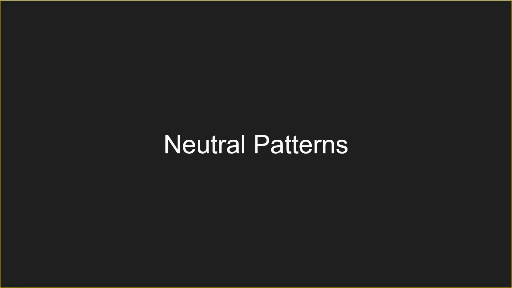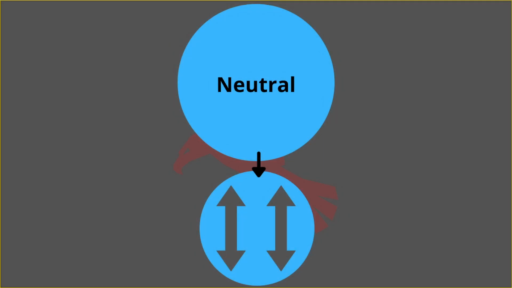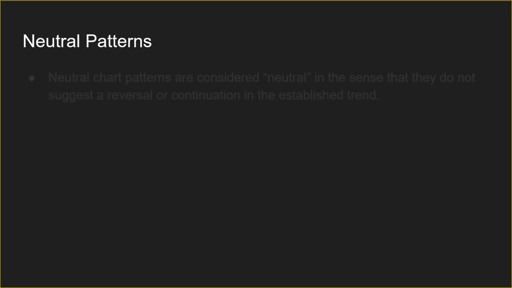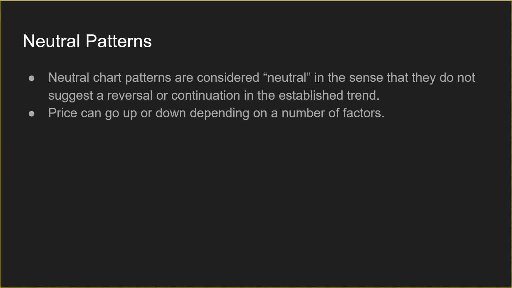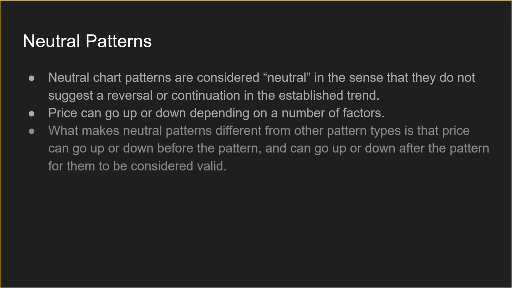Next up, we'll take a look at neutral chart patterns. Neutral chart patterns are considered neutral in the sense that they do not suggest a reversal or a continuation in the previously established trend. Prices can go up or down depending on a number of factors and not necessarily what was happening before. Now, what makes neutral patterns different from other pattern types is that price can go up or down before the pattern and can go up or down after the pattern for them to be considered valid.